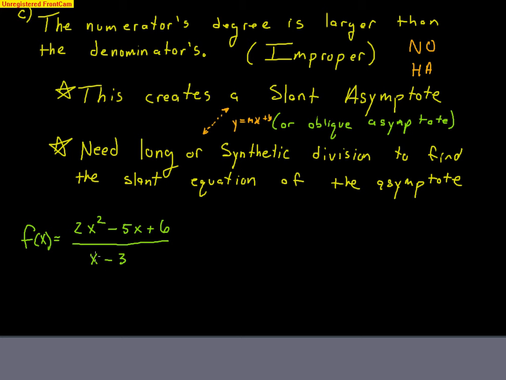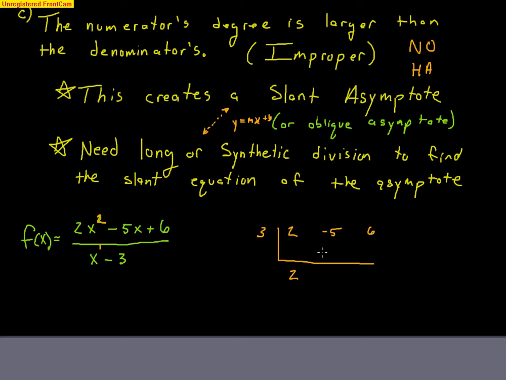When you have an improper function like this example, 2x squared minus 5x plus 6, all divided by x minus 3, this is going to have a slant asymptote because the top degree is 2 and the bottom degree is 1. The top degree is bigger. To find your slant asymptote, I'm going to use synthetic division, putting the coefficients at the top: 2, negative 5, and 6. The 3 goes on the outside, because that's the number that makes the denominator 0.